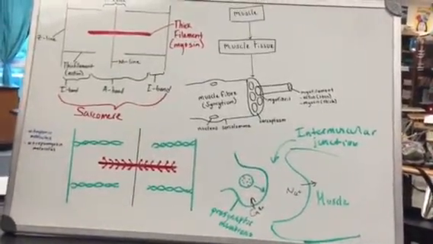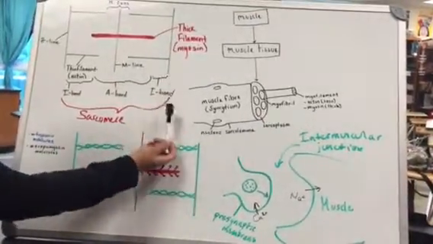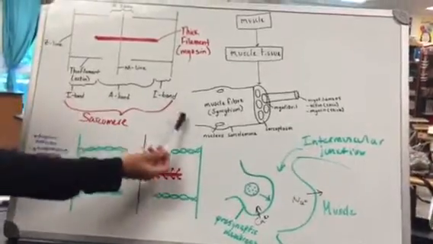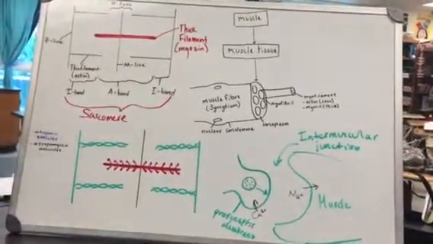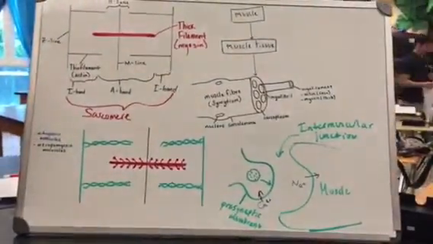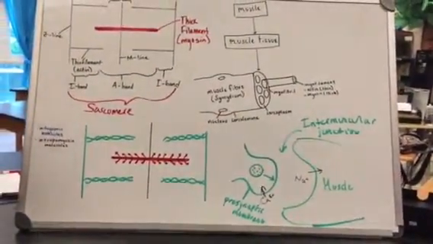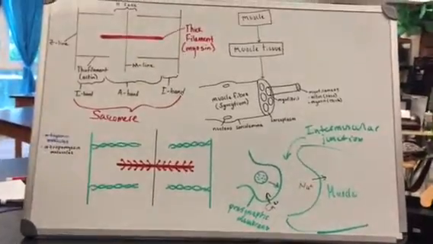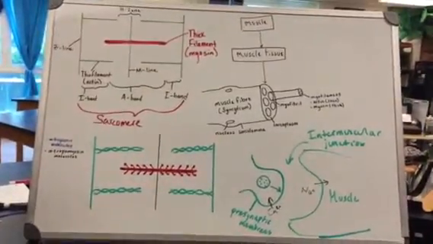of your sarcomere. Your sarcomere is the area between each Z line, from one Z line to the next. And then you have your A band, which is basically both your thick and your thin filaments. And then your I band is only actin, your thin filaments.